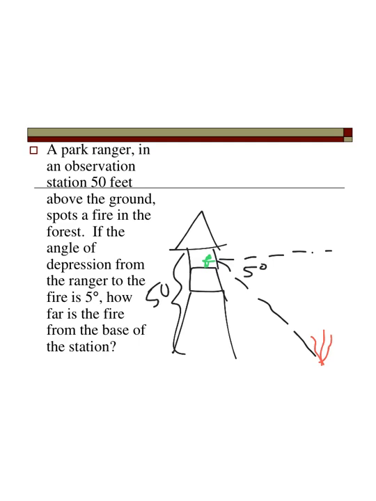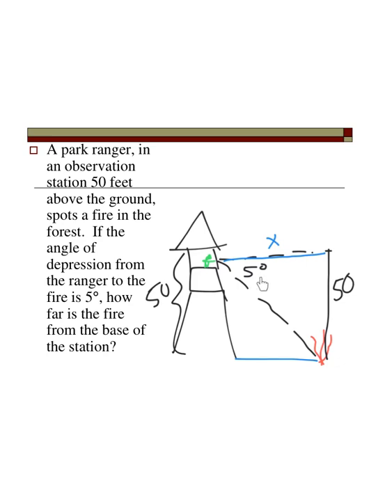We know that the distance to the top of that triangle is 50, so I know this side over here is going to be 50 as well. The question is, how far is the base of the station from the fire? I'm looking for this distance, which would be the same as this portion of my triangle. So that's what I'm missing. In order to solve this, I'm going to take this information, decide if it's sine, cosine, or tangent, set up my expression, and go ahead and solve.